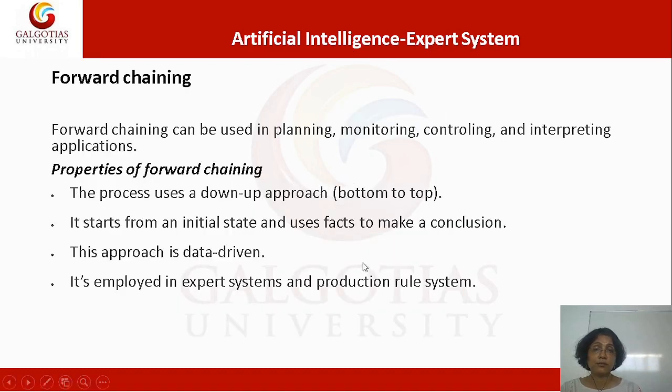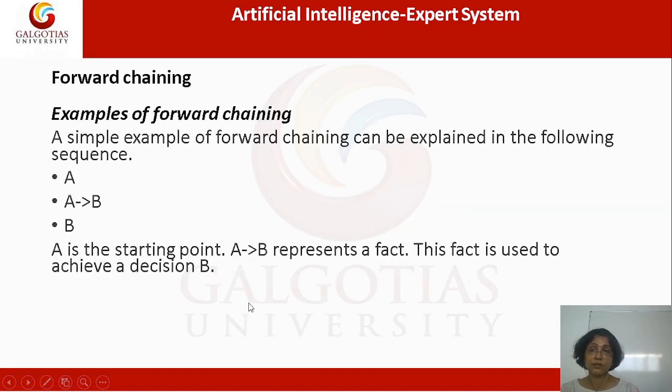Forward chaining can be used in planning, monitoring, controlling, and interpreting applications. Properties of forward chaining: the process uses a down-up approach, that is bottom-up. It starts from an initial state and uses facts to make a conclusion. This approach is data-driven. It is employed in expert systems and production systems. Now the examples of forward chaining.